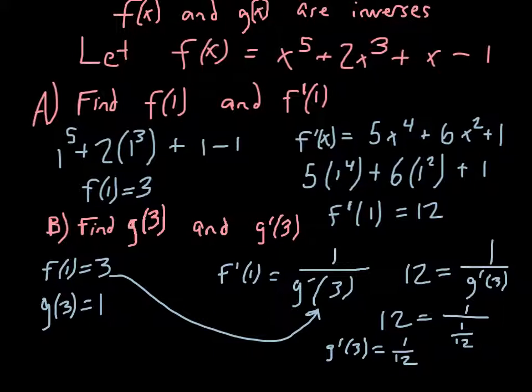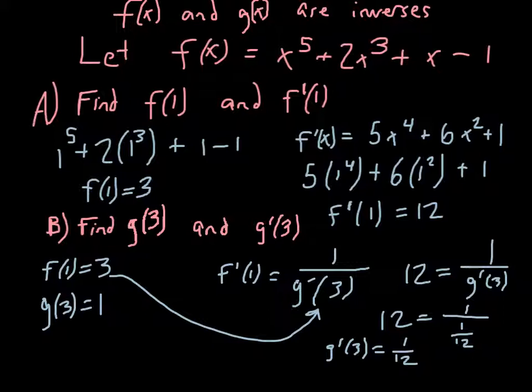Now f prime of x, you take the derivative, so we've shown f prime of x is equal to 5x to the 4th plus 6x squared plus 1. And then to find f prime of 1, you just plug 1 in for that, and you get 12.